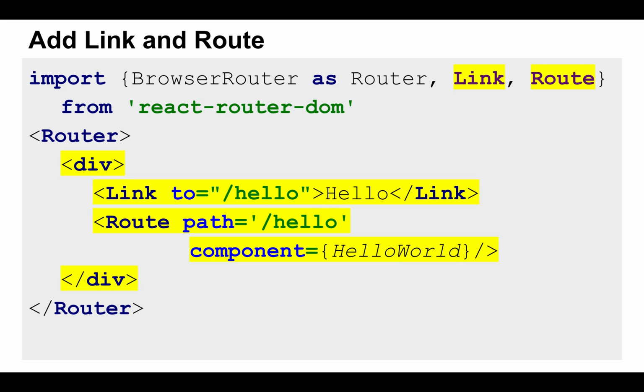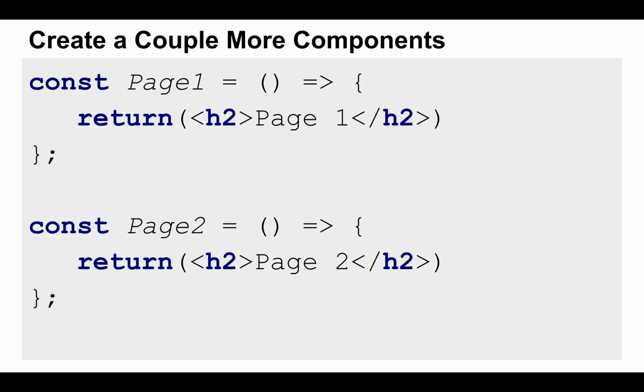You can have any number of routes, and any number of links. And depending on the links and the routes, you can render one component or another component. You can render a course list, or a course grid, or a course editor, depending on how the URL changes over time. Make sense? So here's a trivial example of having two pages.